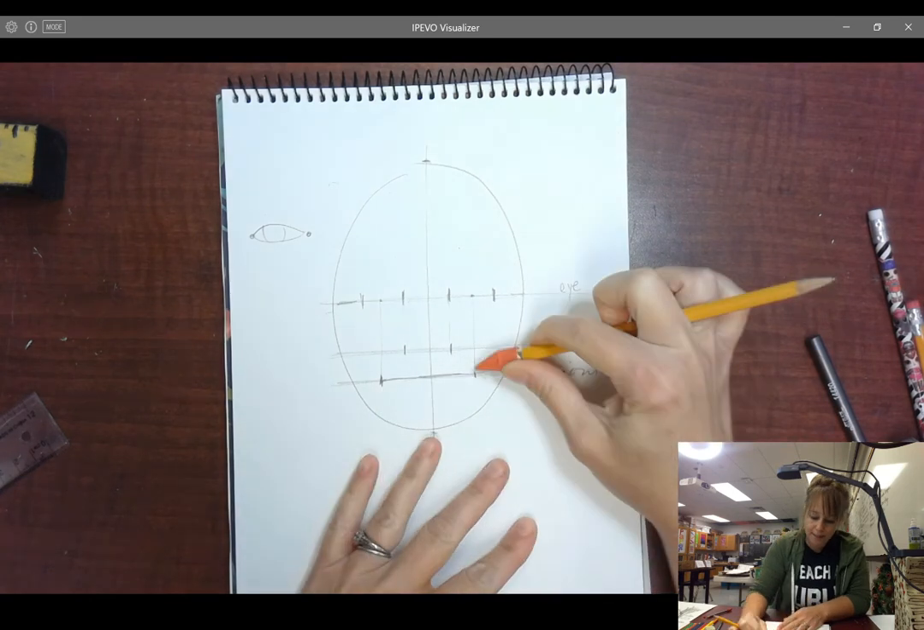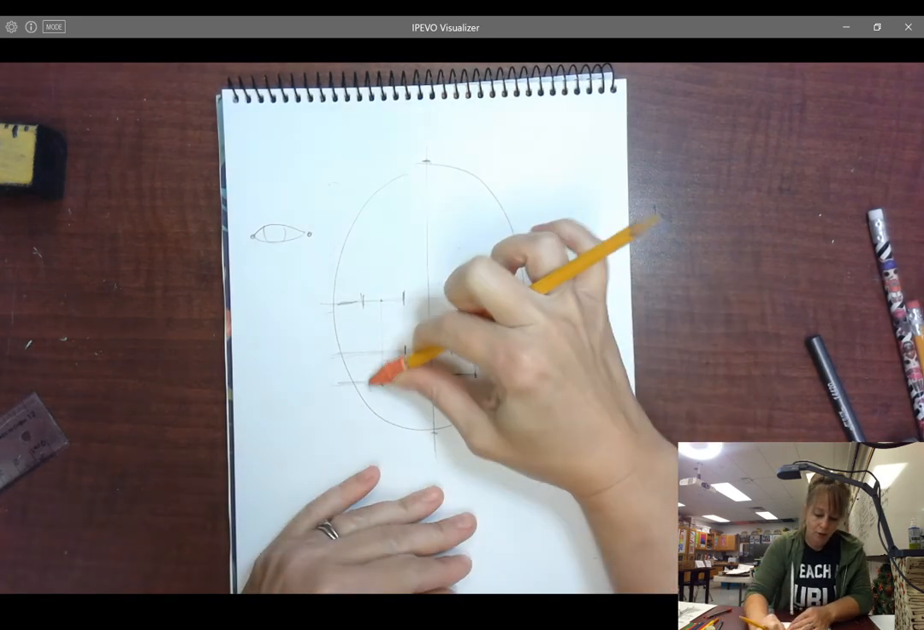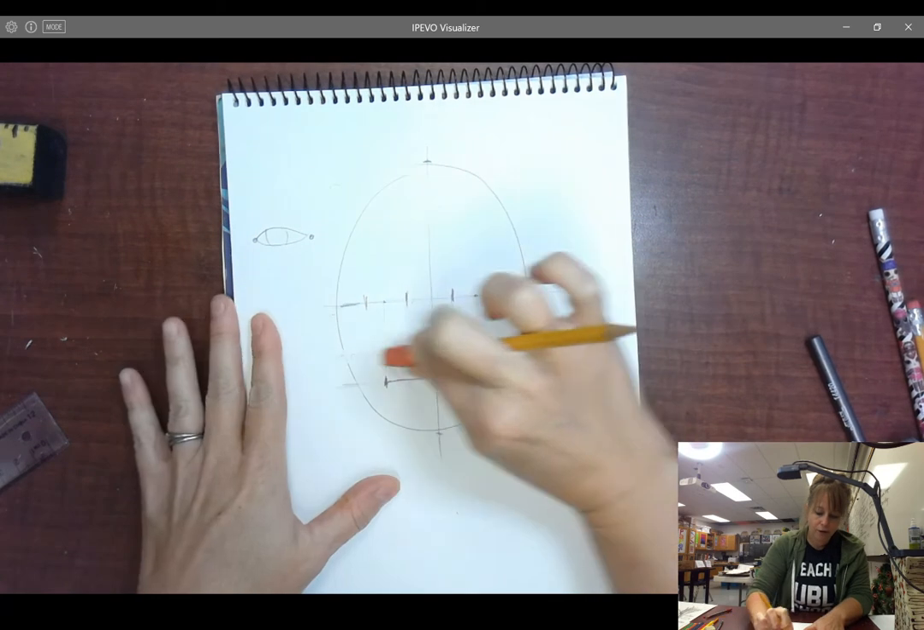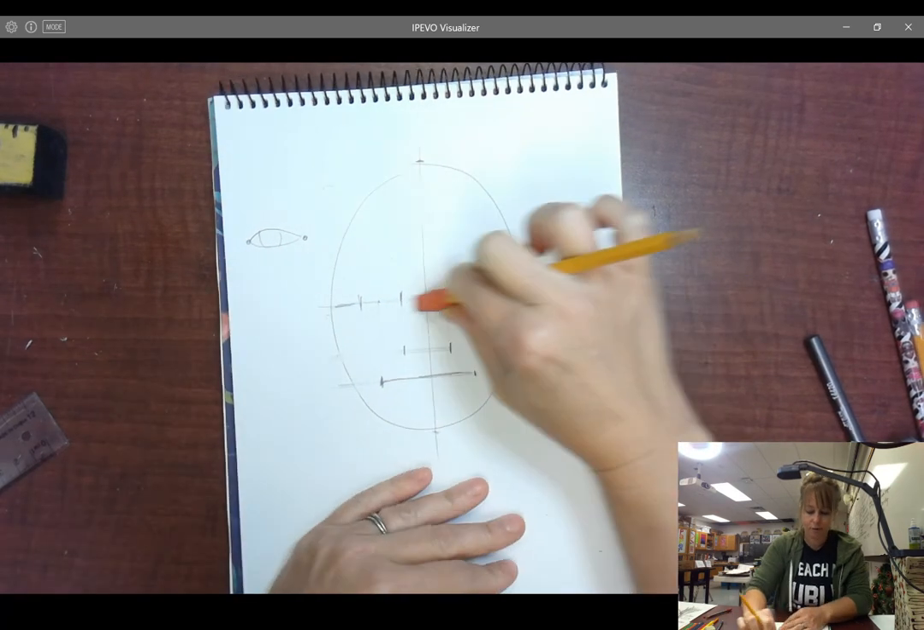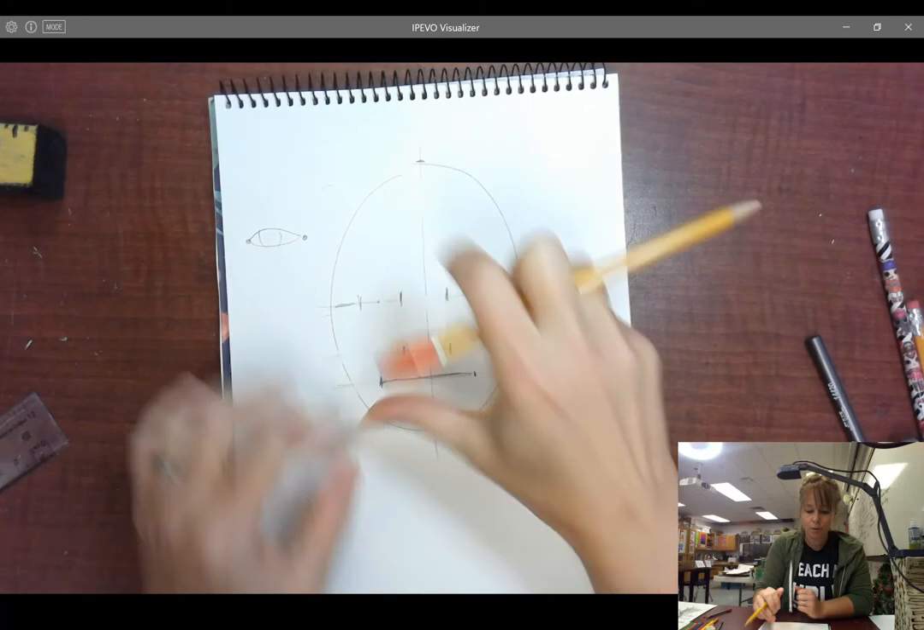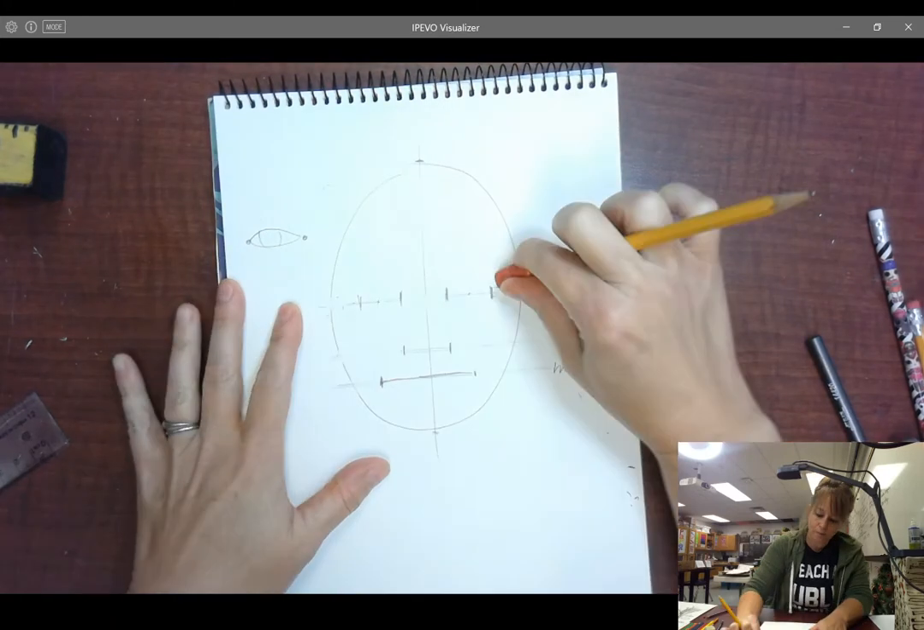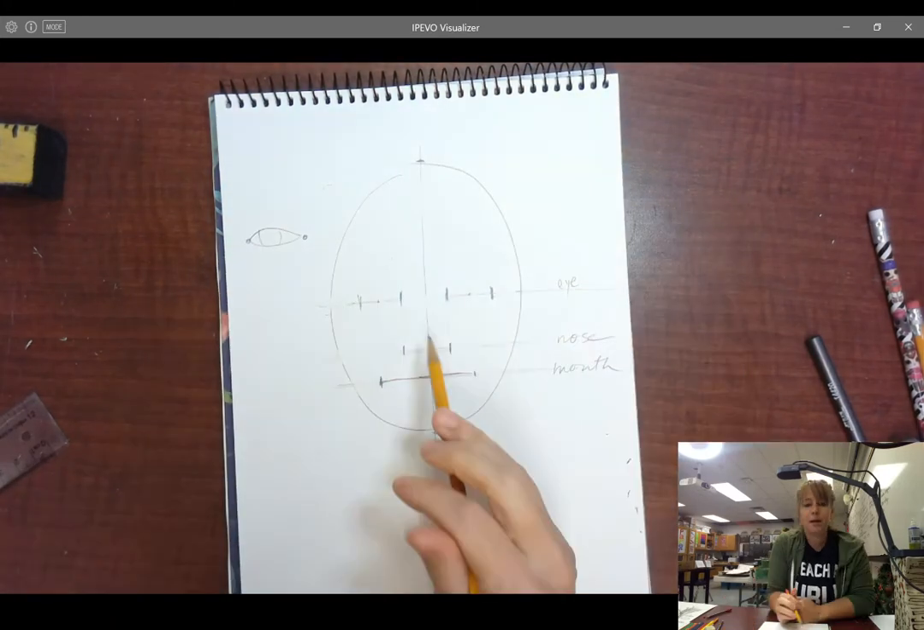I'm going to erase some extra lines. So I have a sort of linear face. I'm going to erase that space in between. So I have eyes. I look like a little weird robot, but I have eyes, nose, mouth.